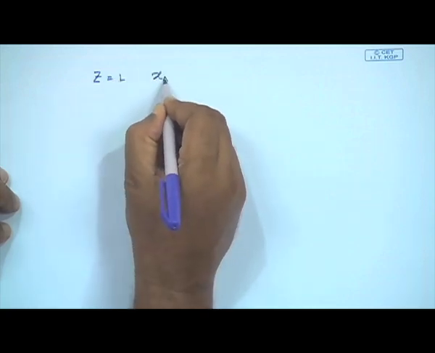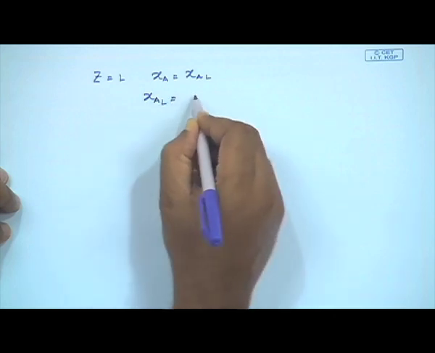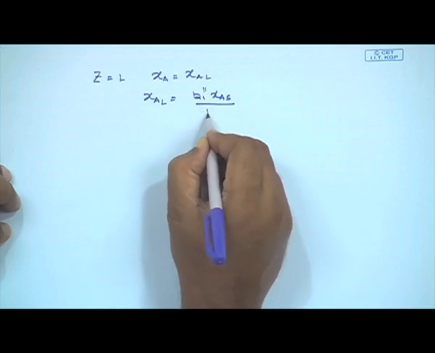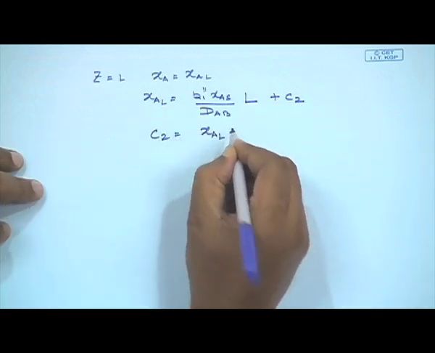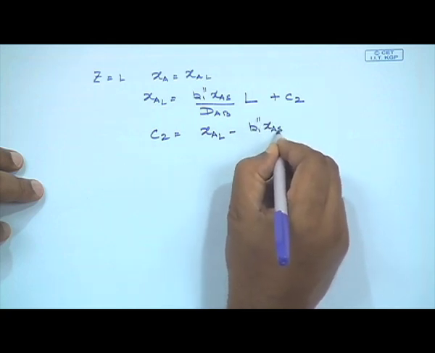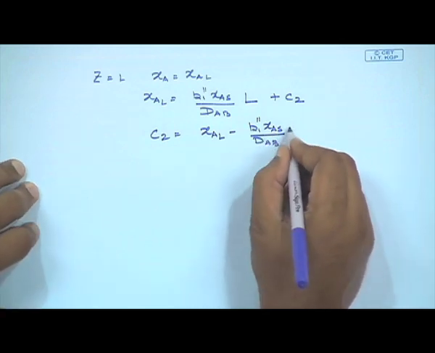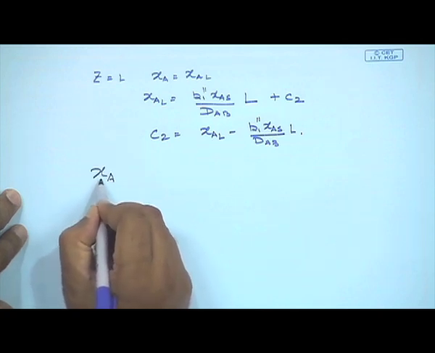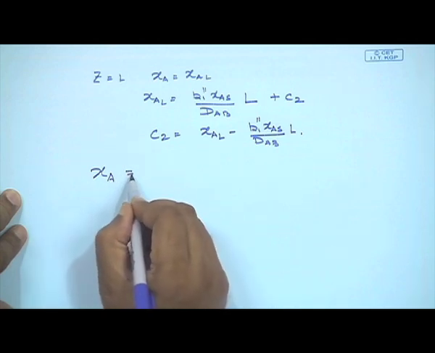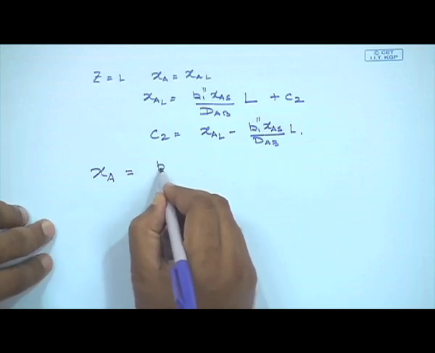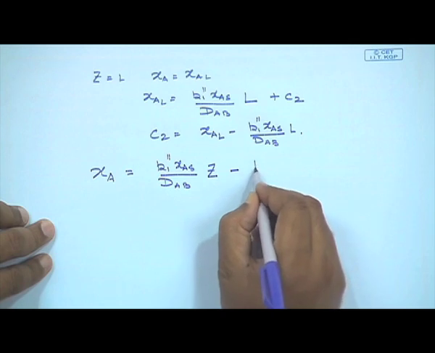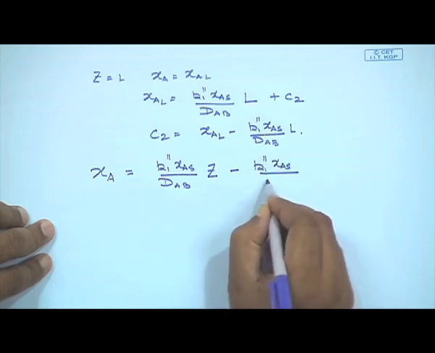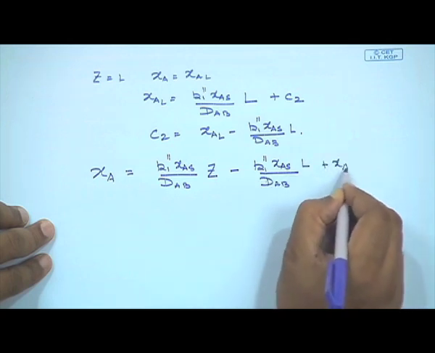Since at Z equals L, XA is equal to XAL, my XAL would be equal to K1 double prime XAS by dAB times L plus C2, and you would get C2 equal to XAL minus K1 double prime XAS by dAB times L. So, the final form of the mole fraction distribution of component A in the thin film near the catalyst surface would be equal to K1 double prime XAS by dAB times Z minus K1 double prime XAS by dAB times L plus XAL.